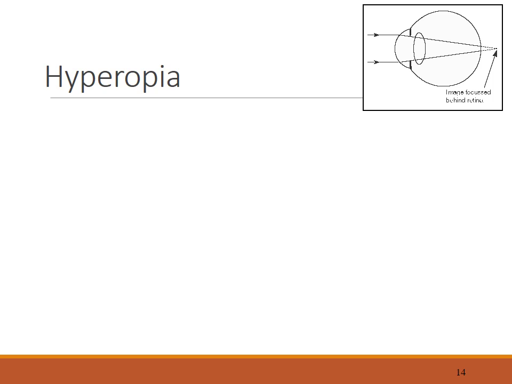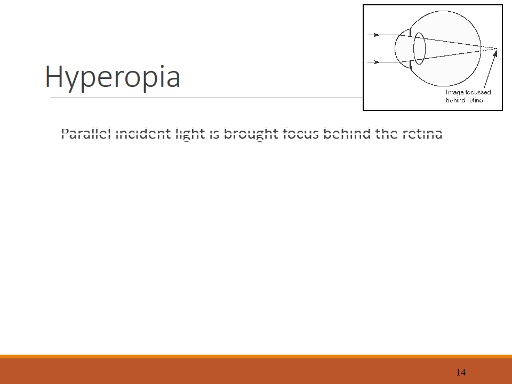Hyperopia is a common vision problem affecting about a fourth of the population. People with hyperopia can see distant objects very well, but have difficulty focusing on objects that are up close. The condition is sometimes referred to as hypermetropia rather than hyperopia.